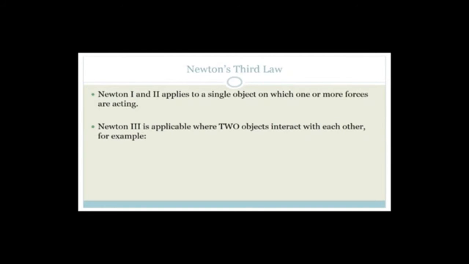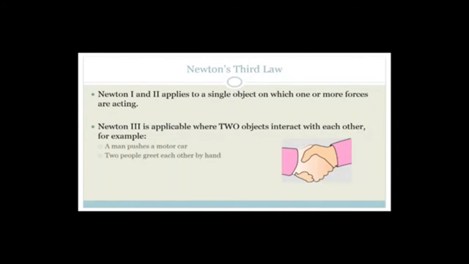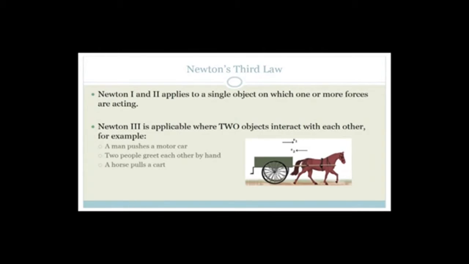Newton 3 is applicable where two objects interact with each other. For example, a man is pushing a motor car, or two people greet each other and shake hands, or a horse is pulling on a cart. Those are examples of where Newton 3 is applicable. So it's where two objects interact with each other.